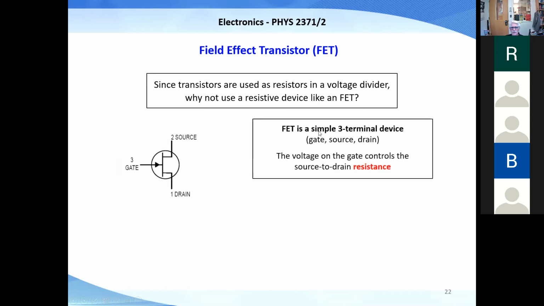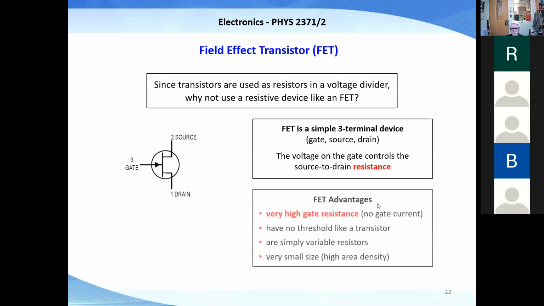Okay, so here's a simple FET, a three-terminal device, but instead of base, collector, and emitter, we have gate, source, and drain. So the resistance from source to drain is changing as a function of gate voltage. And the advantage of an FET is it has very high gate resistance. No current flows into the gate. You're not losing anything coming into here.